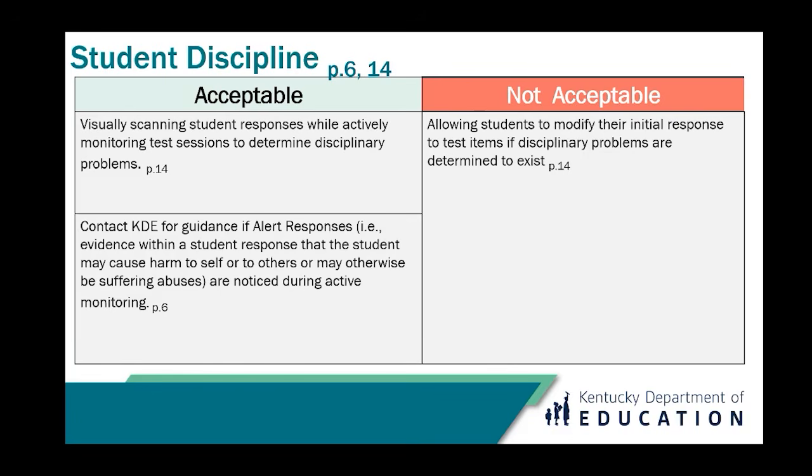Have you heard the terms alert response or alert paper? It refers to the student writing or drawing about events that cause harm to themselves or others. While you are actively monitoring, if you should notice blatant evidence that a student is in danger, please contact your DAC, who will contact KDE for guidance. You still should not be reading or skimming student responses. If any concerning responses are discovered during scoring, KDE will contact DACs.